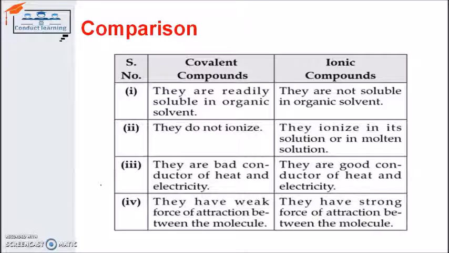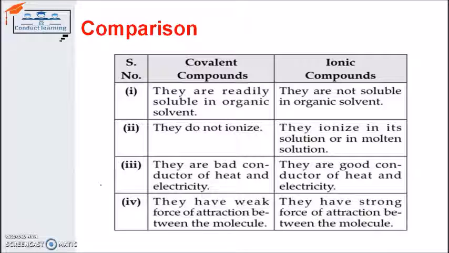Covalent compounds can't be ionized because they do not have cations or anions. They do not lose or gain electrons, they just share the electrons. So that's why they do not ionize. But ionic compounds can be ionized, in the molten state only. Molten state is a state where we heat the ionic compound and it melts. So it is the only state where the ionic compound can be ionized.